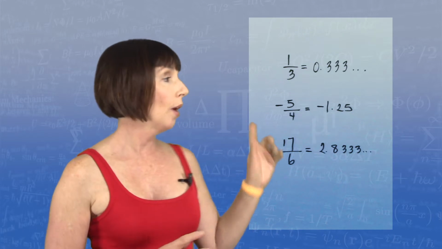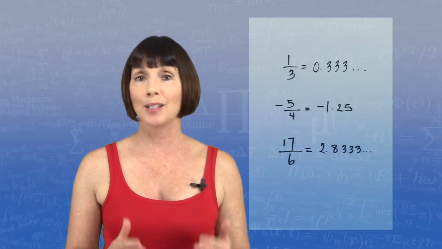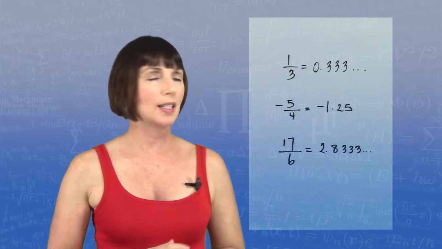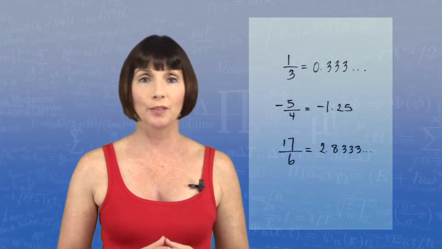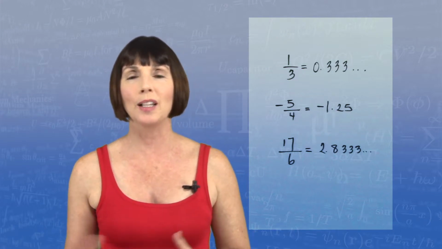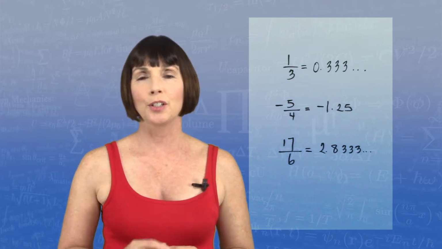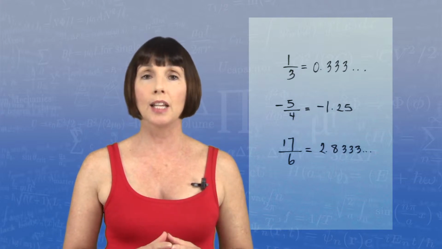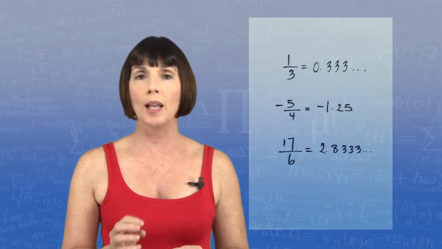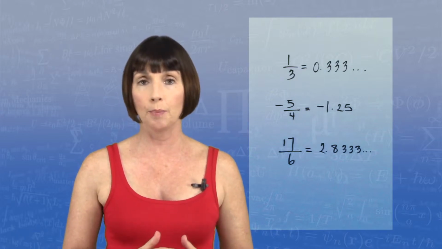Here's a fun fact. Rational numbers always have either terminating or repeating decimal representations. So 1/3 as a decimal is 0.33333, etc. -5/4 is -1.25. 17 over 6 is 2.83333. These are all rational numbers, and their decimal representations either terminate or repeat. Now that's very useful when distinguishing them from the irrational numbers.